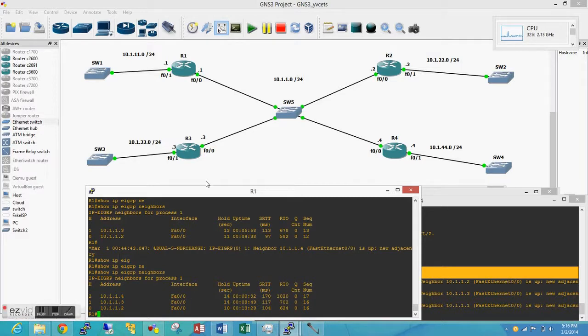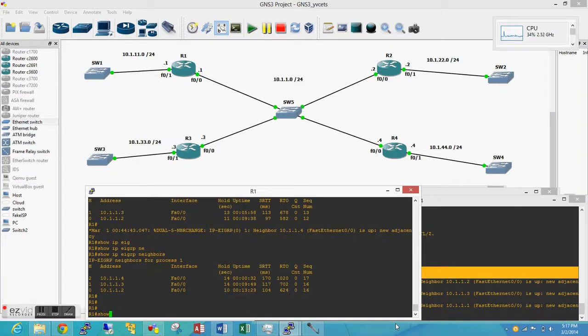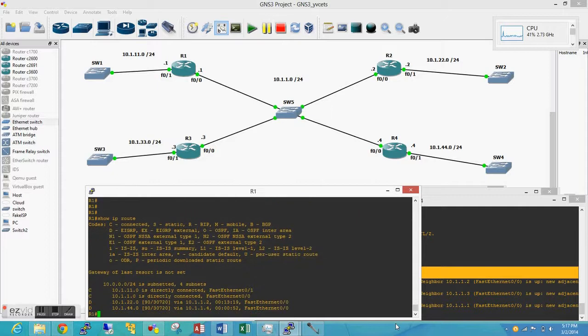Okay, so let's go ahead and do another check. Being that these are all neighbors now, we should also have 1, 2, 3, 4, 5 subnets in our routing table, right? So let's go ahead and see if we do. I see 1, 2, 3, 4. Okay, what's going on here?